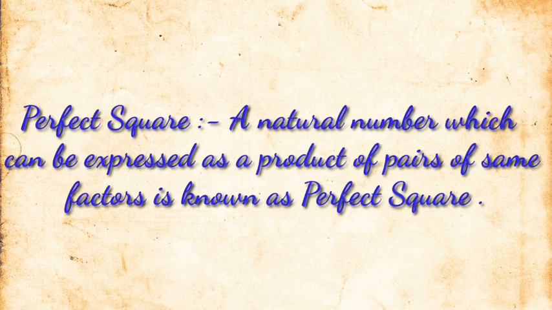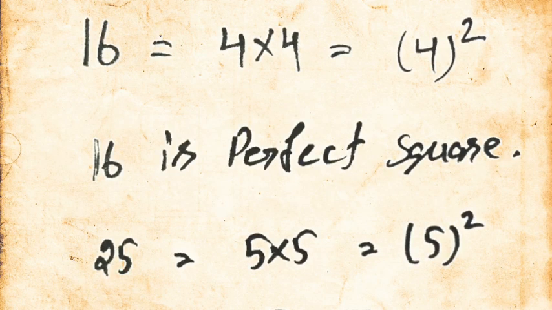How will it be? For example, I have written here the number 16. And 16, we know, can be written as 4 multiplied by 4, the same factors, equals 4 square. So 16 is a perfect square. Similarly, I have taken 25, and 25 also can be written as the product of the same factors, 5 multiplied by 5. It can be written as 5 index 2. This means a perfect square is expressed as a pair of the same factors.